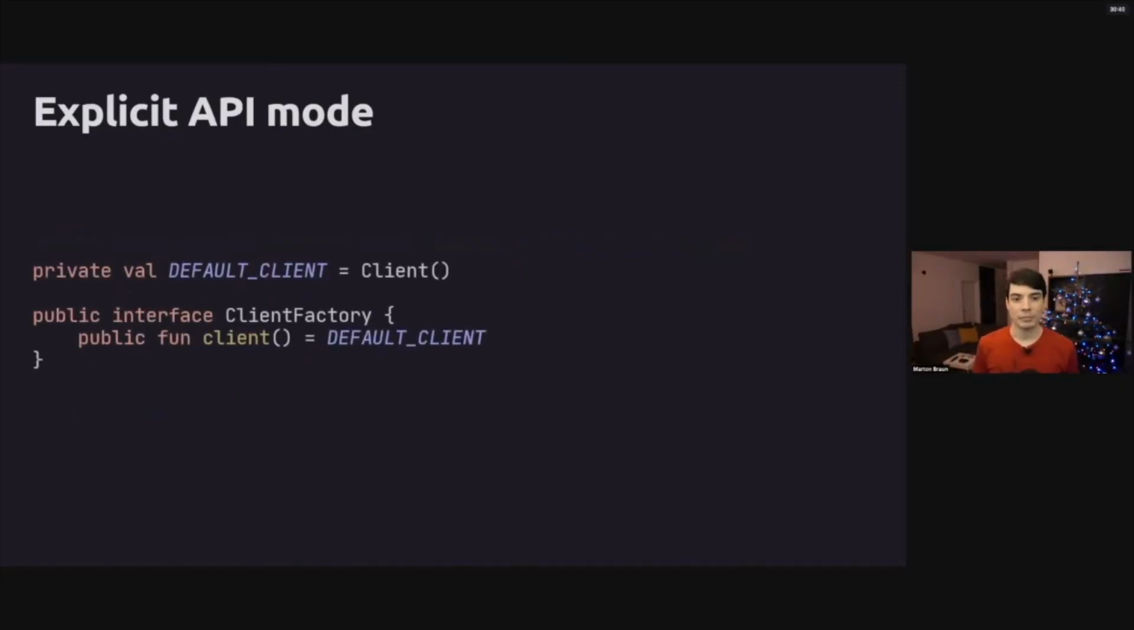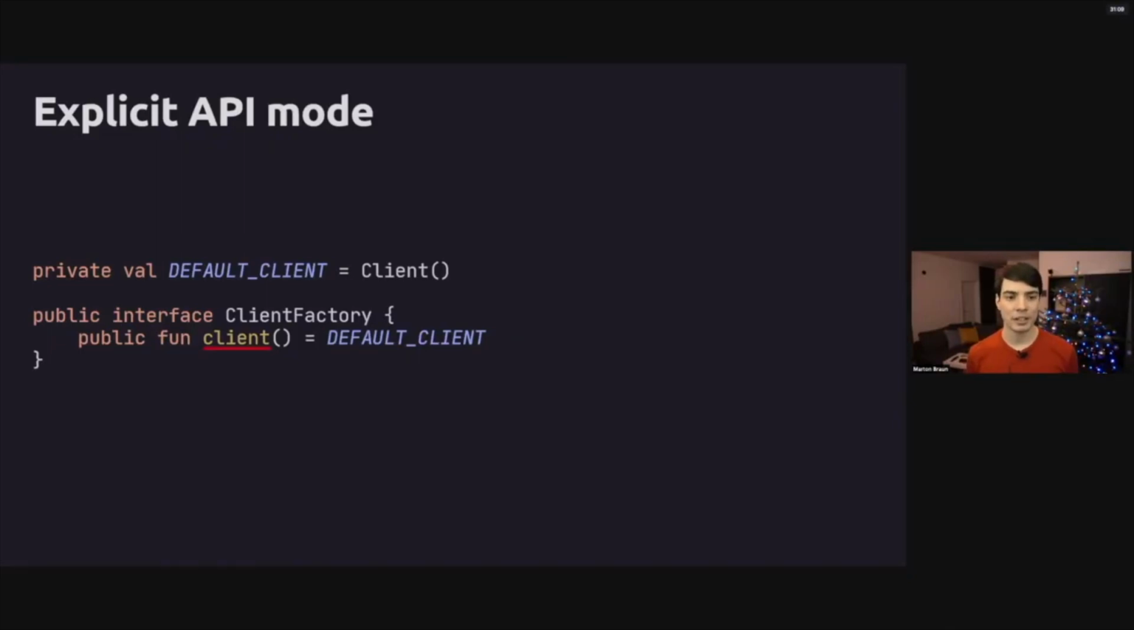As for the other part of explicit API mode, which is that everything that we've decided should be public has to have an explicit type, let's see why that's a good idea. We have an interface here with a method in it called client, and it has a default implementation where it returns the value of this default client property. We don't have an explicit return type for client, so this would be an error when we enable explicit API mode. But why is this useful?